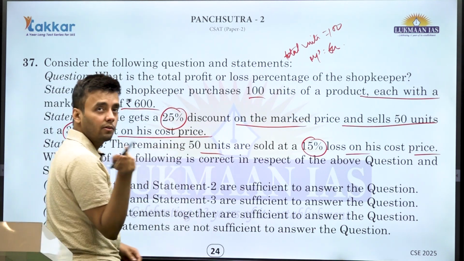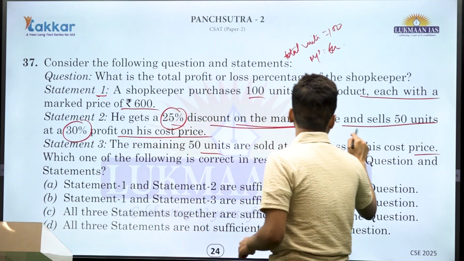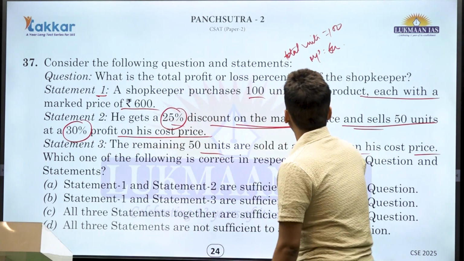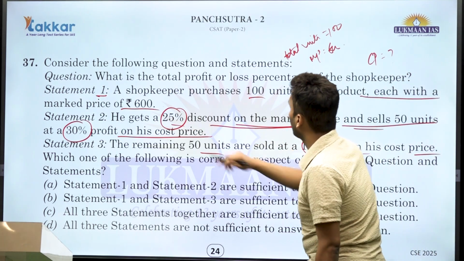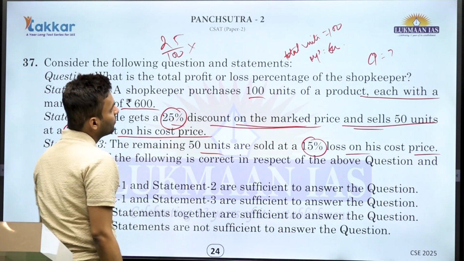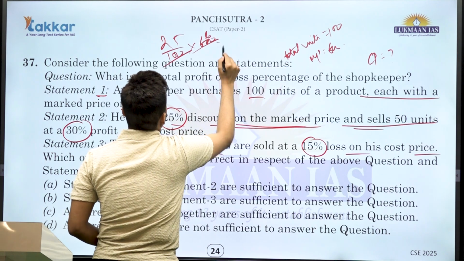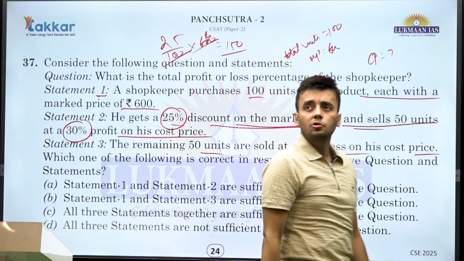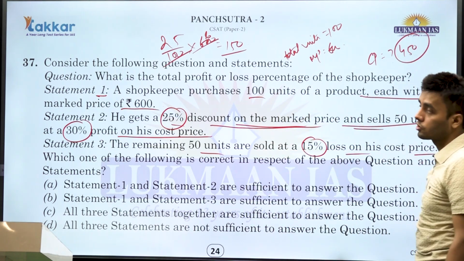So let's move to the next statement, that is, he gets a 25% discount on the marked price and sells 50 units at a 30% profit on his cost price. What will the cost price be here? He gets 25% discount. So 25% of the marked price. Marked price is 600. 25% of 600 is 150. So the cost price becomes 150 less than the marked price, that is 450. This is the cost price.